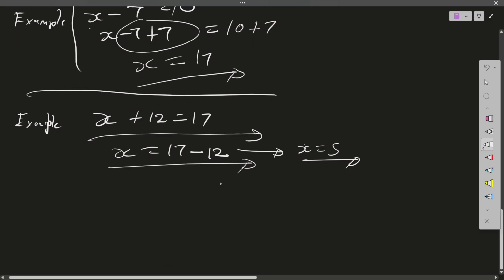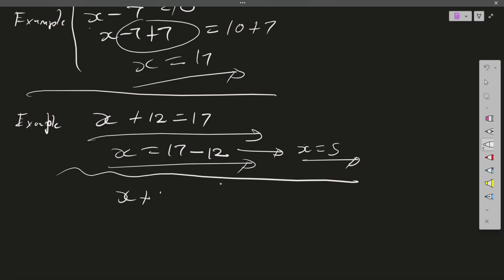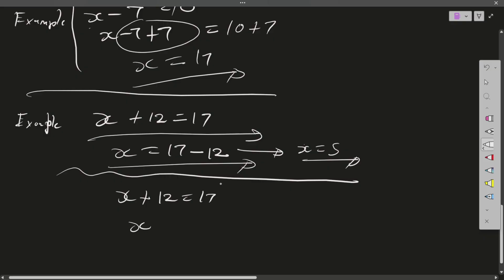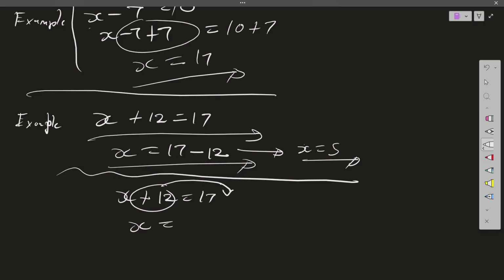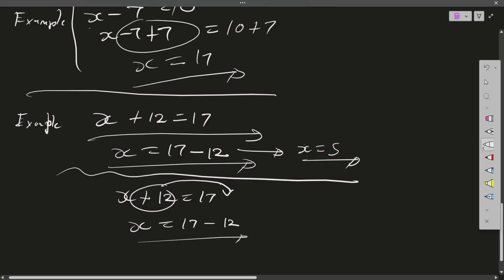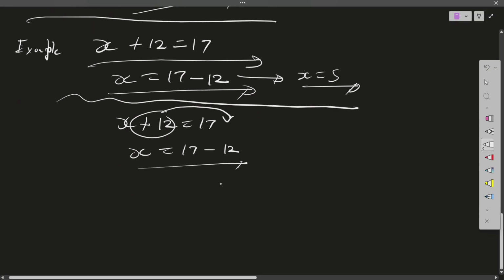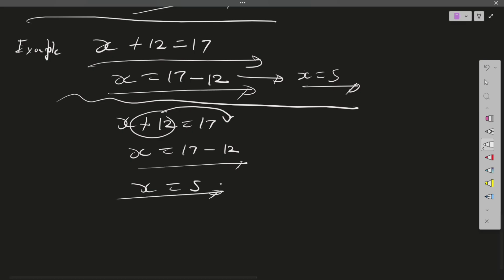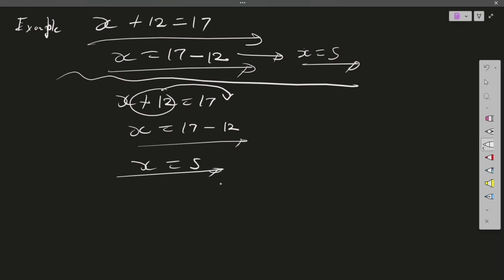So the main idea here is, let's restart. x plus 12 is equal to 17. You are going to transpose the 12 to the other side and change the sign, okay? We had a plus 12, so we say minus 12. You are no longer in the junior phase now, you are going along with this. So x is equal to 5.